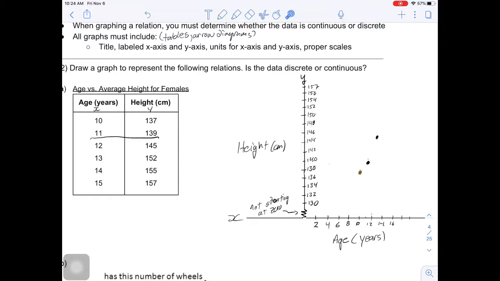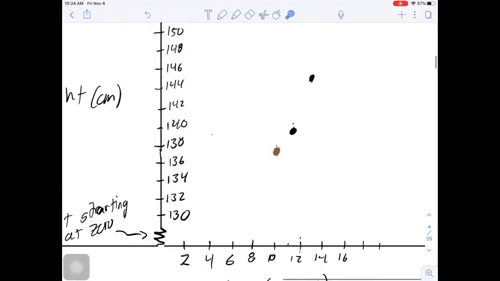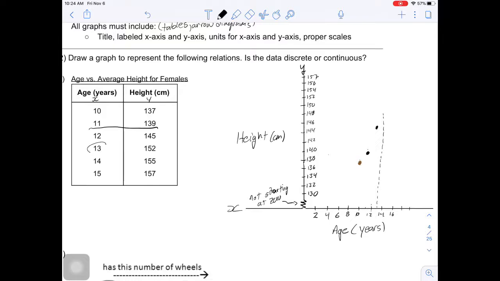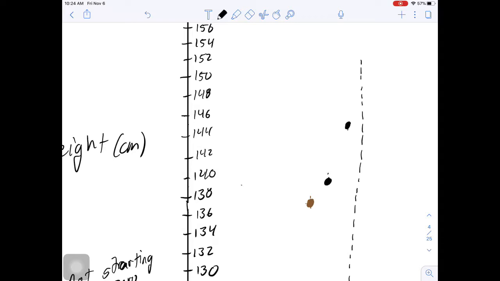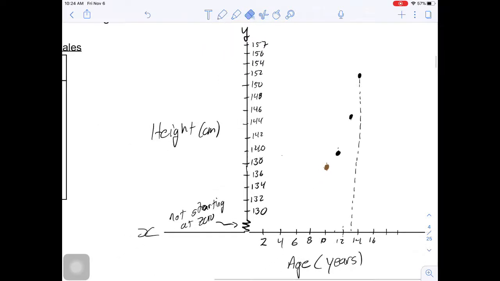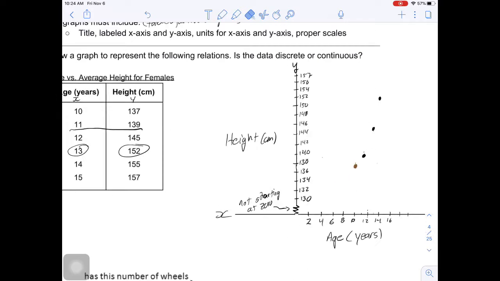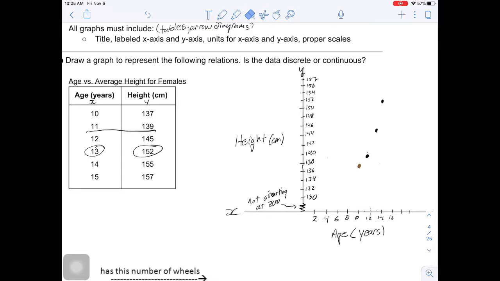Okay. Age 13 now. Where am I? 152. So 152 at age 13. Age 13 is found right in between 12 and 14. So let's draw our estimated point here. And again, when I'm 13, I'm 152 centimeters. So another growth spurt at that point. So that's pretty crazy. So it looks like for females, when they're between the ages of 11 and 13, they go through a massive growth spurt, okay?